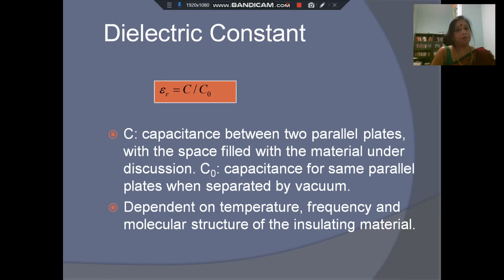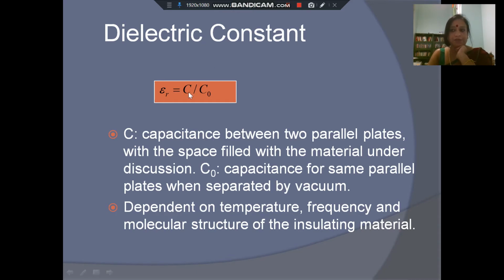The second property is the dielectric constant. This is, however, different from dielectric permittivity. The dielectric constant, I can define that as the ratio between two capacitances C and C naught. What are C, what are C naught? Let us take an ideal parallel plate capacitor. So I have two parallel plates which are separated by a distance, and I place this particular material between the plates, and I measure the capacitance. Let us say this capacitance is C.